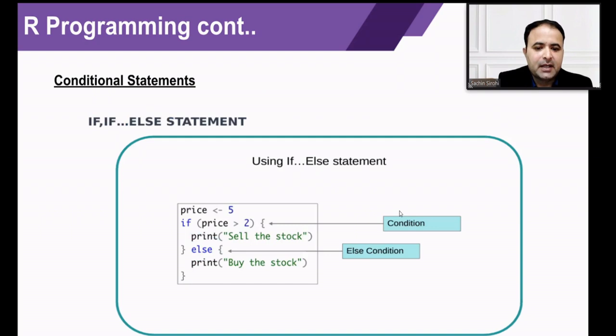Now the next part is the if and else statement. The if and else statement checks a condition like price less than 5. Here I'm assigning a value. It is a symbol to assign a value in our programming language, like price value is 5. When the price value is greater than 2, sell the stock. Otherwise, buy the stock.